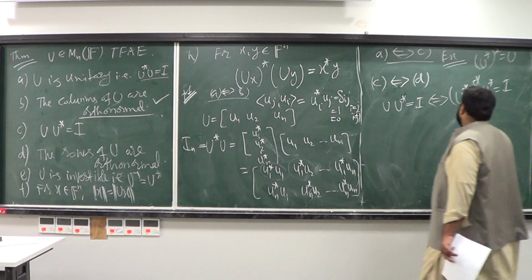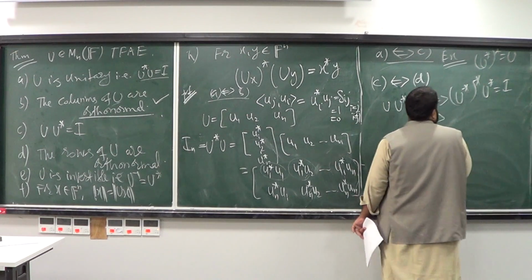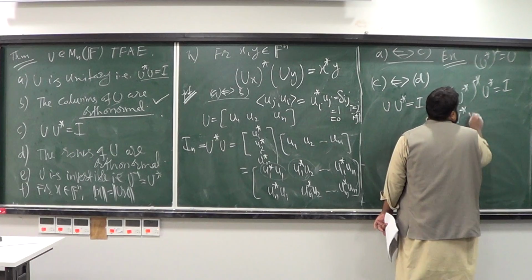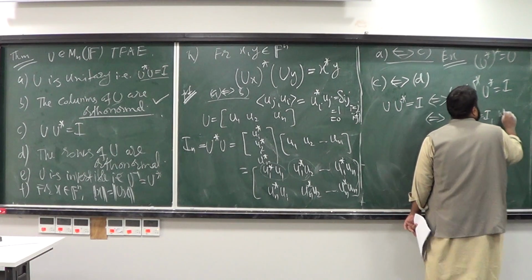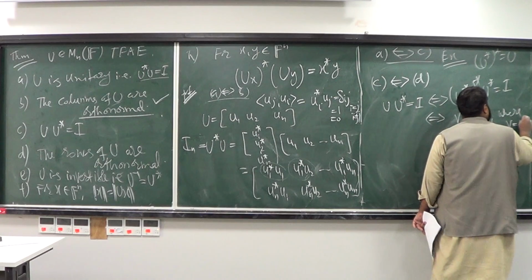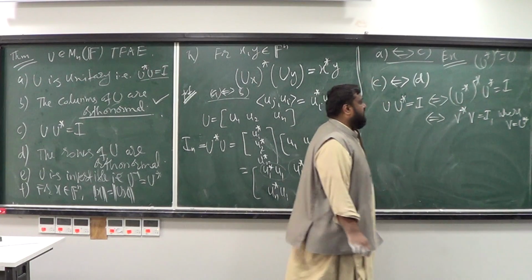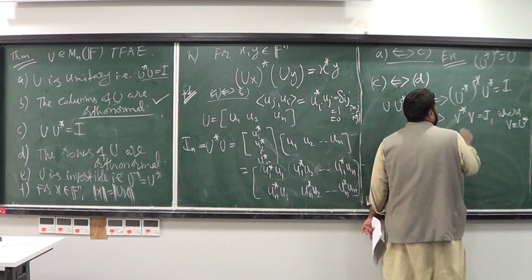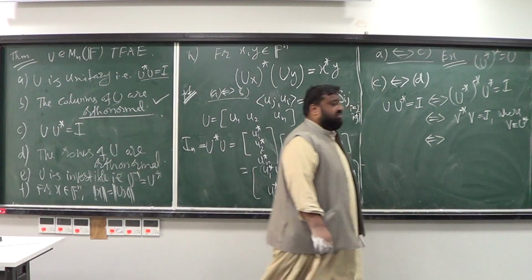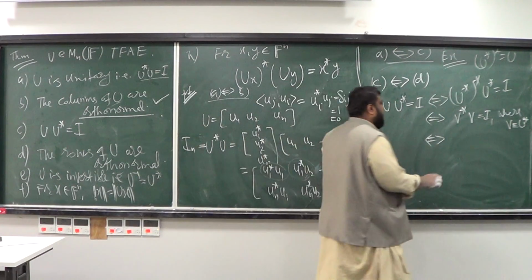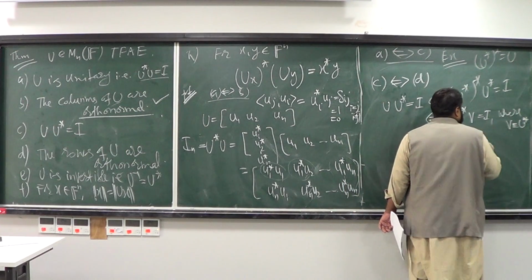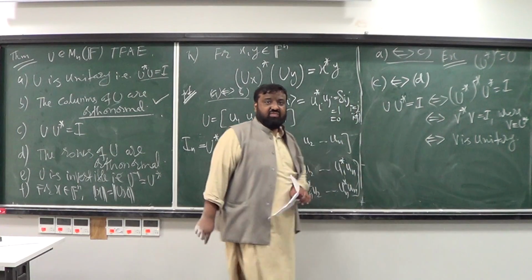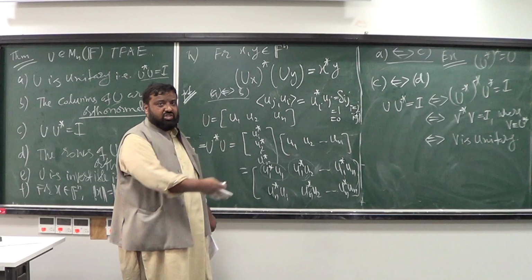And if this is true, then I can write this as V star V equal to identity, where V is U star actually. If I give U star the name V, then this shows that V star V is identity. And what does this mean? This means that V is unitary. And by V I mean U star.